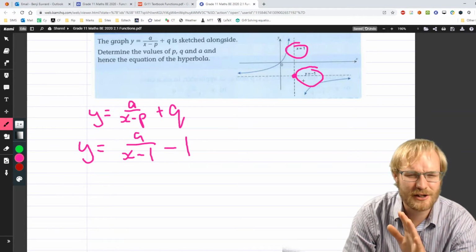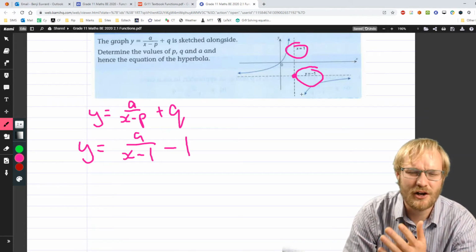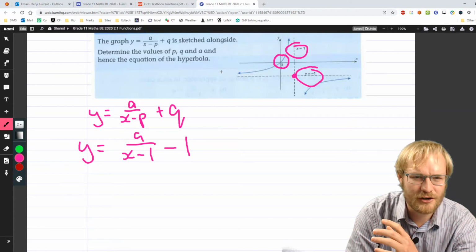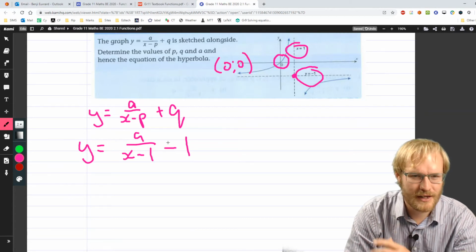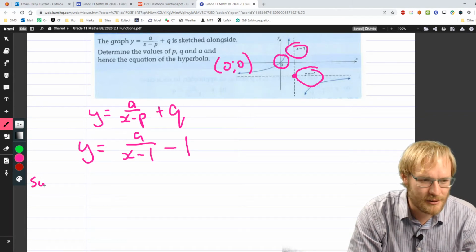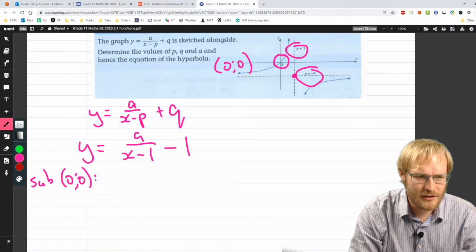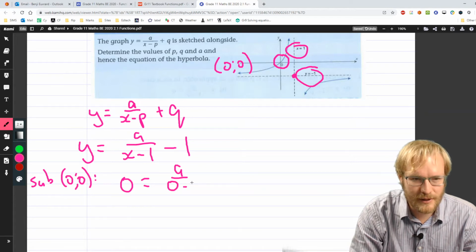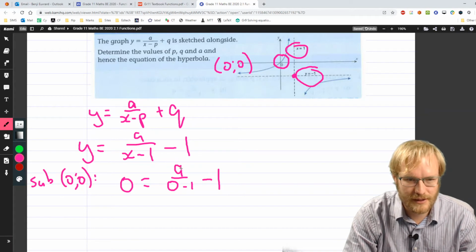Okay, we've got a point hiding there. It's a nice question because it almost looks like we've been given no other information. But we have. There's the information right there. It's going through the origin, so it's going through the point 0, 0. Okay, so let's substitute that in. I'm going to be nice and say sub 0, 0, explaining what I'm doing. Well, y is 0 equals a over x is 0 as well, minus 1, minus 1.